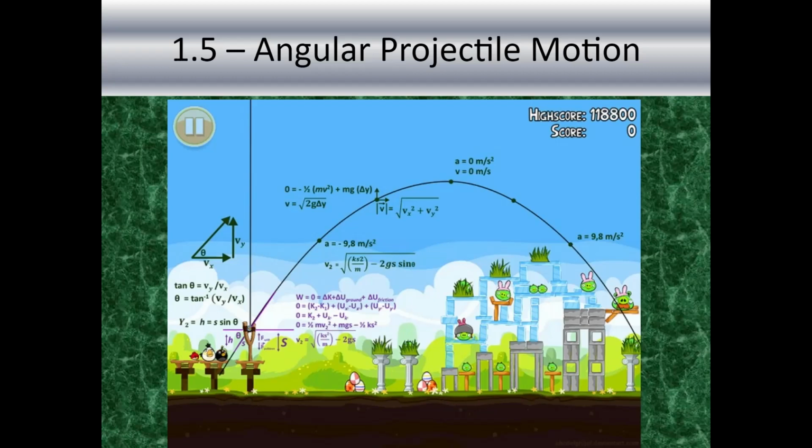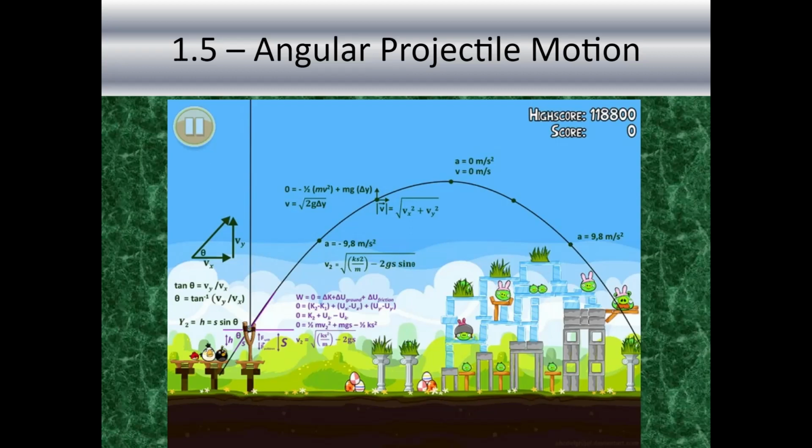All right, so we're going to start talking about angular projectiles. This is the last one of the projectile parts. For the most part, it actually doesn't change much from what we've already talked about with vertical projectiles and horizontal projectiles. There's just one little addition, and that's the fact that the object is now given a velocity that is not purely in the vertical or horizontal direction.